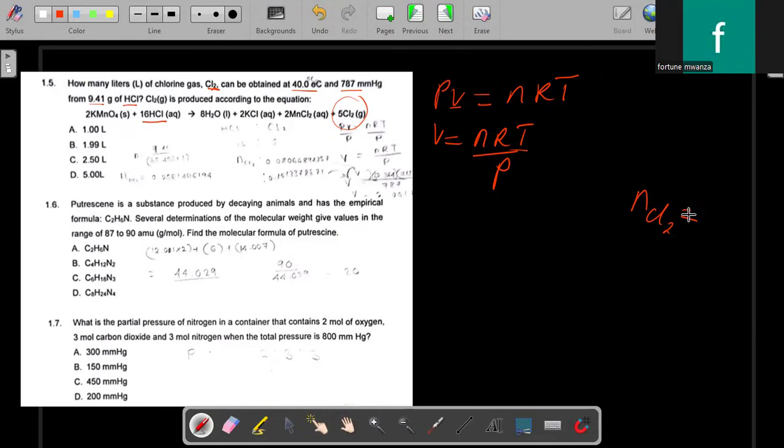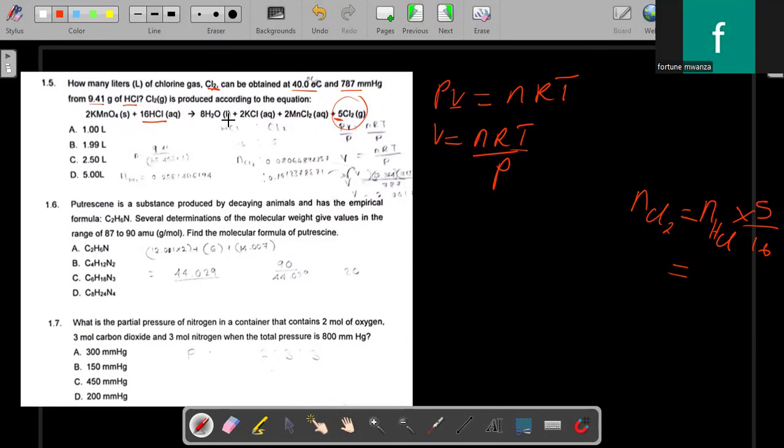We get the number of moles for the chlorine gas by using the mole ratios. So you get the number of moles for your hydrochloric acid, and then you multiply with the mole ratio for these two, the chlorine and the hydrochloric acid. I'm getting the coefficients: 5 moles of chlorine is given by 16 moles of hydrochloric acid. So I'll simply multiply the number of moles for my hydrochloric acid by this ratio, which is 5 to 16, and there I can get the number of moles for my chlorine gas.